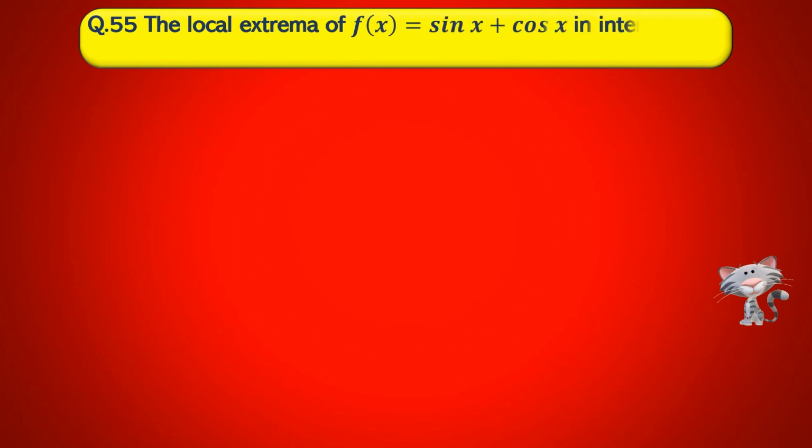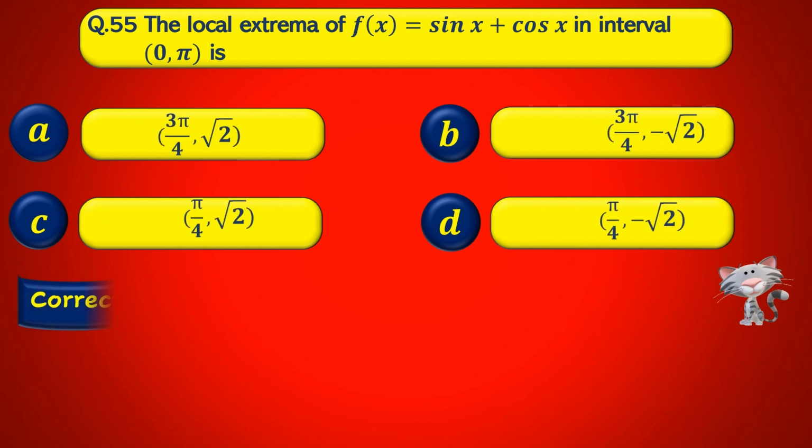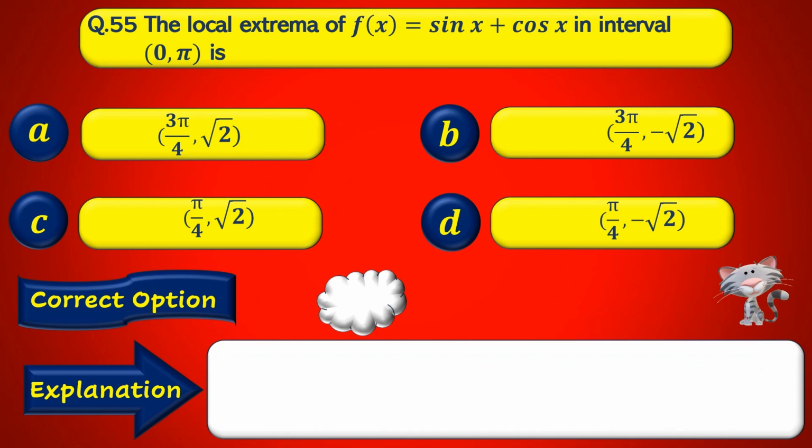Question number 55. The local extrema of this function in the interval 0 to pi is, and the options are, let's find out which one is the correct option. The function is f of x is equal to sine of x plus cos of x.